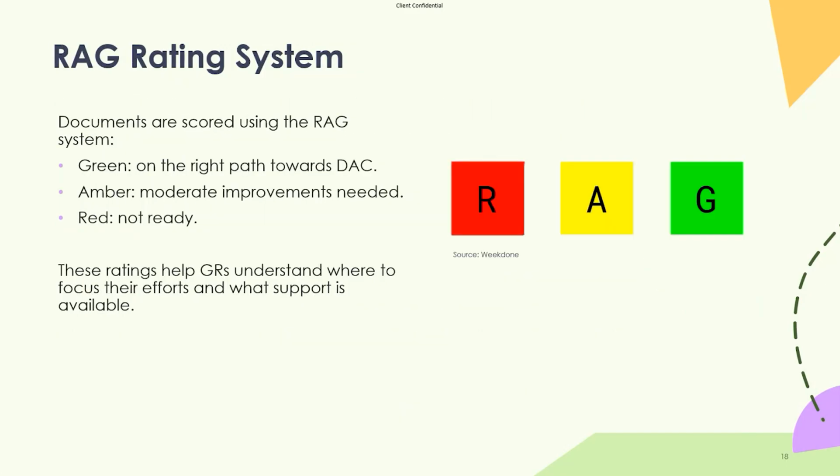As I mentioned, there's a RAG rating system which indicates whether you're green, amber, or red, and how much improvement exactly would be expected for you to achieve green, based on whether you are categorized as red, which is completely not ready, or amber with moderate improvements. And beyond these ratings, we also share quite detailed feedback, which would hopefully make it clear as to why a GR has scored either a red or an amber on a particular category of the documents.